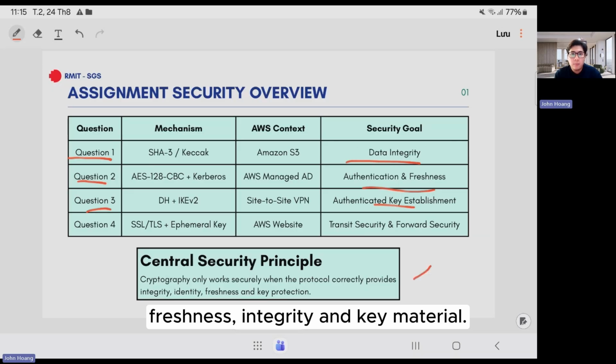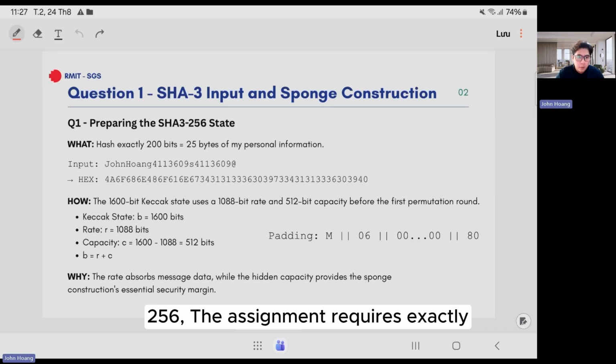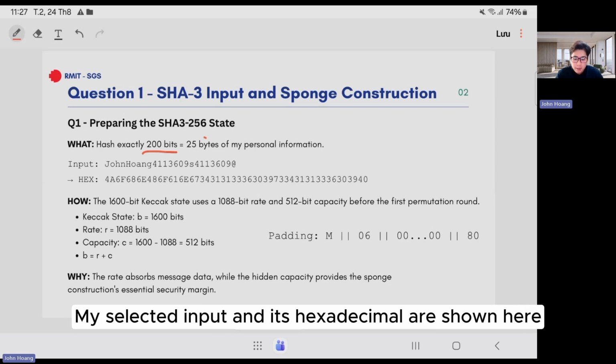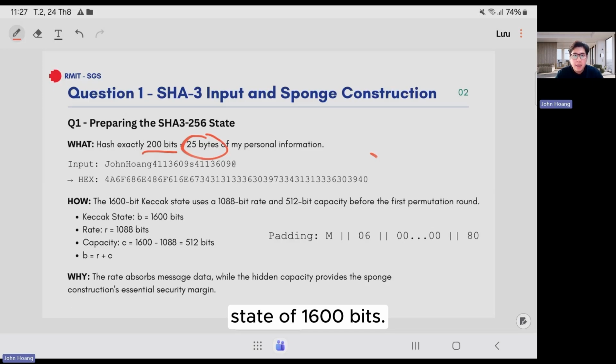and key material. For question 1, I first prepare the inputs of SHA-3 256. The assignment requires exactly 200 bits of my personal information, which is equal to 25 bytes. My selected input and its hexadecimal are shown here. SHA-3 uses a sponge construction with a total Keccak state of 1,600 bits.